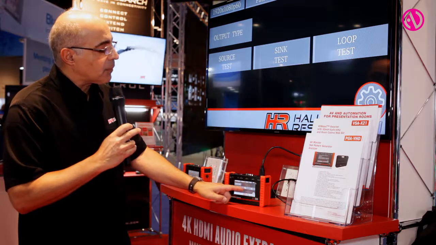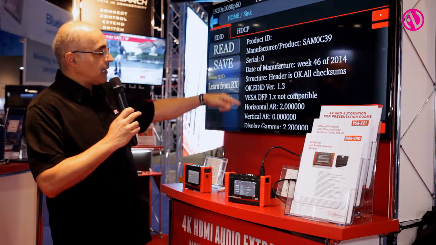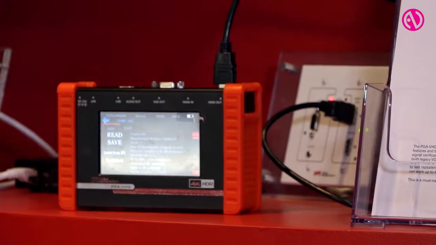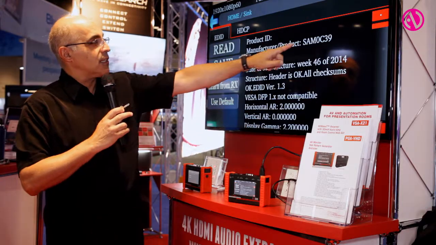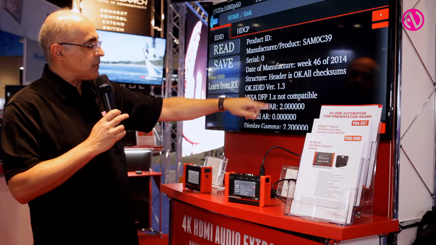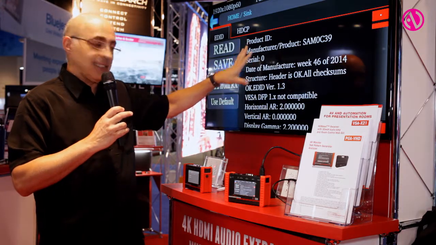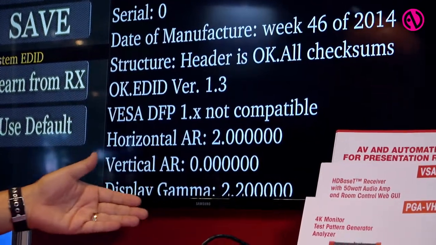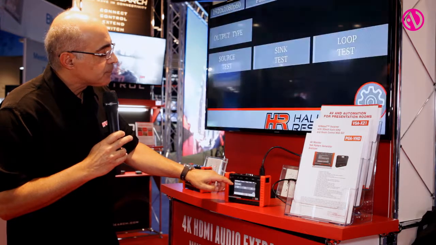Let me just go ahead and press that sink test button. And I just read the EDID of this wall plate that it's plugged into. The wall plate is connected to my Samsung display, so it tells you what is plugged in, when it was made, all the information that's built into this TV's EDID. It just read and displayed it for you. You can save this file. Let's go back to the main menu now.